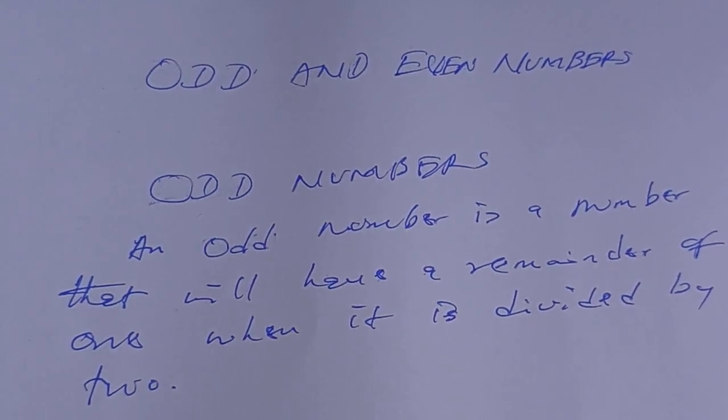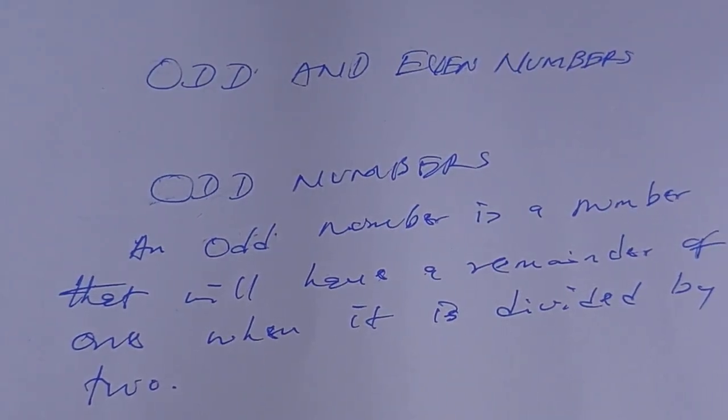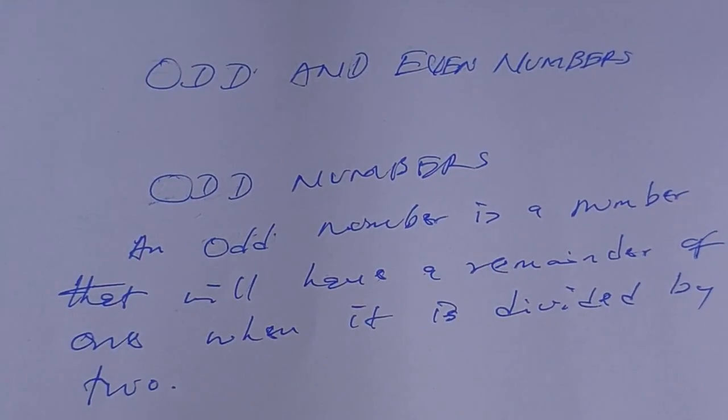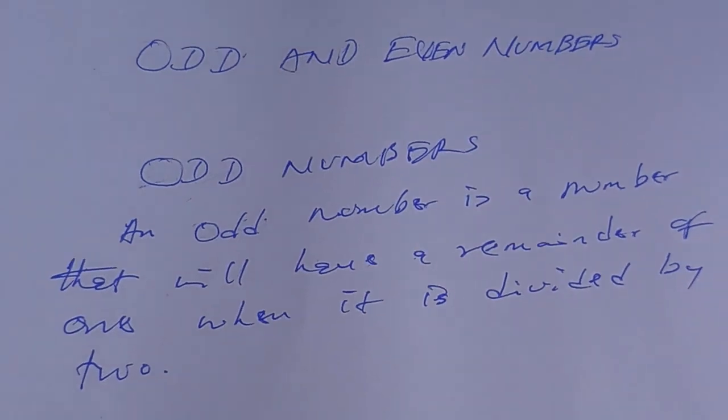The indicator there is 2. 2 is what is used to determine whether a number is an odd number or an even number. So if you use 2 to divide any number and it ends in a remainder of 1, then you should know that that number is an odd number. So we're going to be taking some examples here.